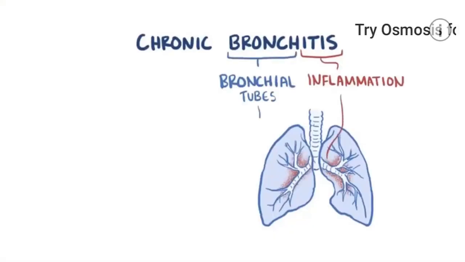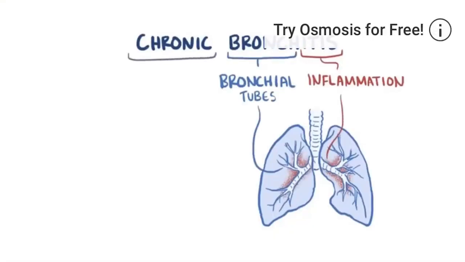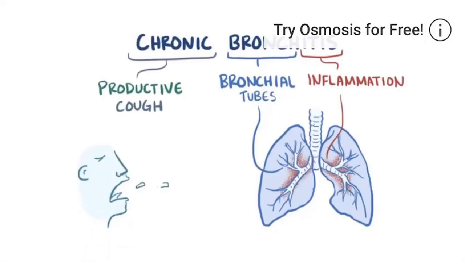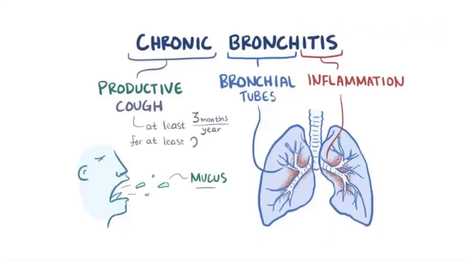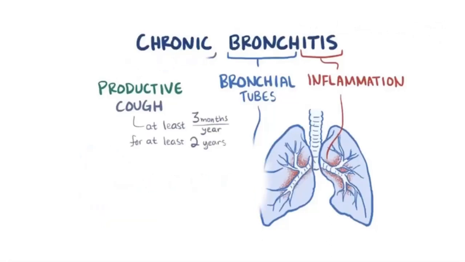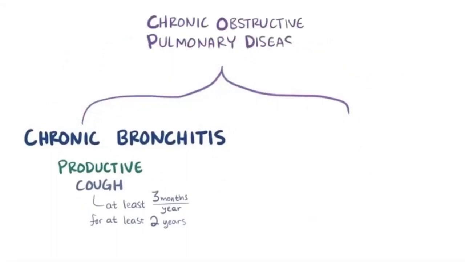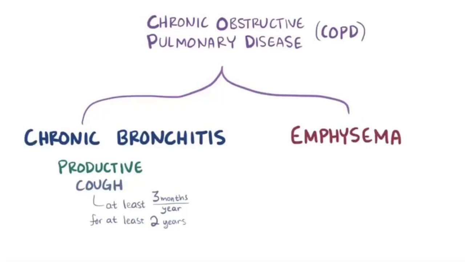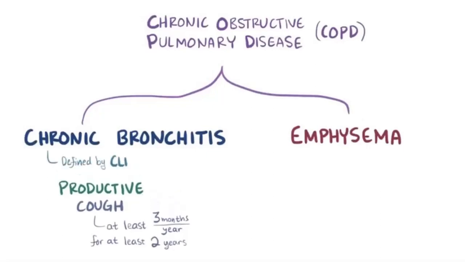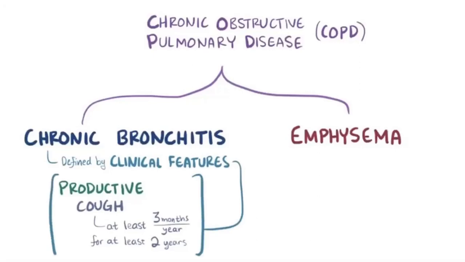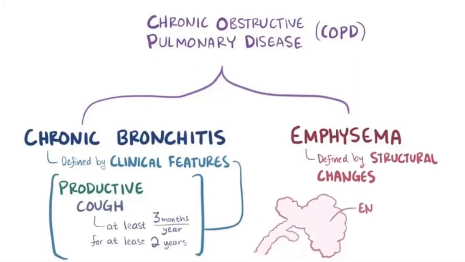Inflammation of the bronchial tubes in the lung. And it's said to be chronic because it causes a productive cough, which means it produces mucus, for at least 3 months each year for 2 or more years. Chronic bronchitis is actually lumped under the umbrella of chronic obstructive pulmonary disease, or COPD, along with emphysema. These two are different in that chronic bronchitis is defined by clinical features, like a productive cough, whereas emphysema is defined by structural changes, specifically enlargement of the air spaces.